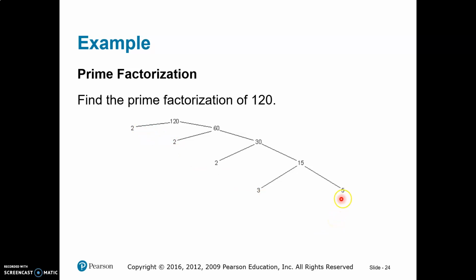So we got 2, 2, 2, 3, 5. Therefore, 120 is 2 times 2 times 2 times 3 times 5. All these numbers are prime numbers.